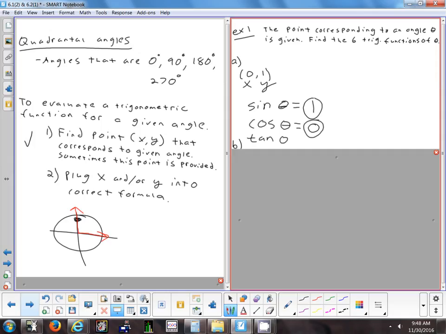And what about tangent? How do you find tangent? Tangent's y over x. It's y divided by x. So what's 1 divided by 0? It's like nothing. So what do you think you would write? We usually write undefined. The calculator would say error. You can't divide by 0.